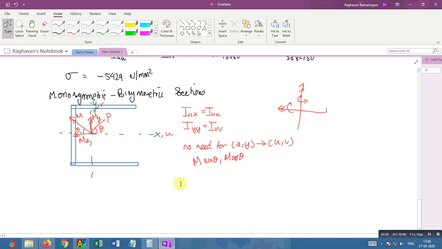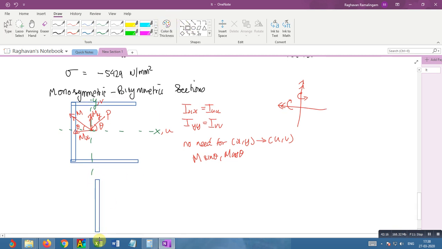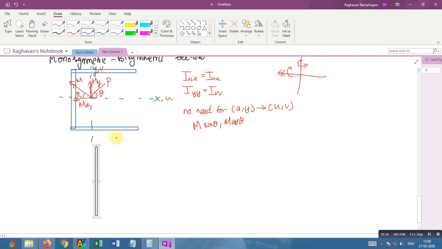Okay, and it's also possible that even in an unsymmetric section, this is a bit complicated. This is probably the worst case that you can get. So this is your central axis, and you have a situation where your load is inclined.